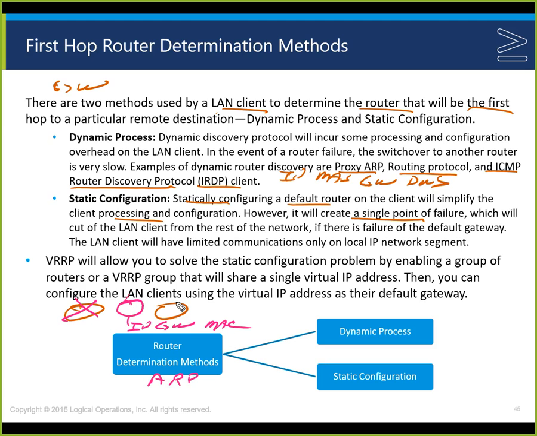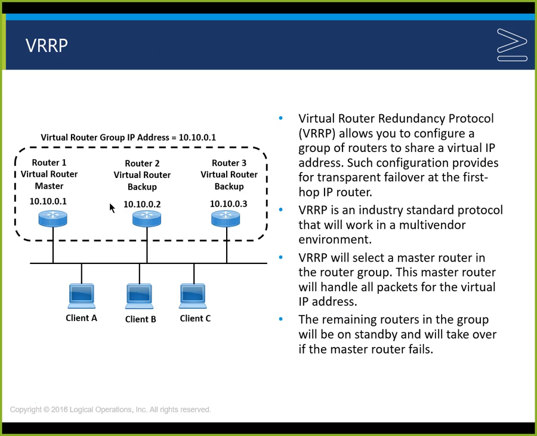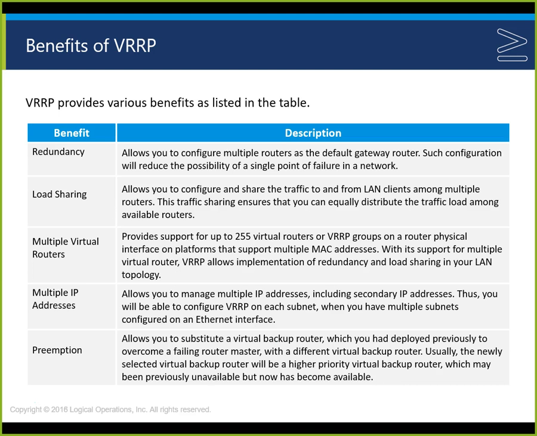When we have a VRRP static configuration, by enabling a group of routers, or VRRP group, and sharing a single virtual IP address that we can configure, clients use the virtual IP address as their default gateway. It also has a MAC address, a virtual MAC address that goes along with the virtual IP address. I've got a chart in a minute that shows those things.